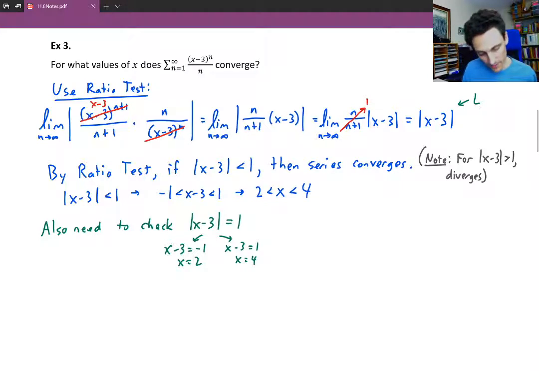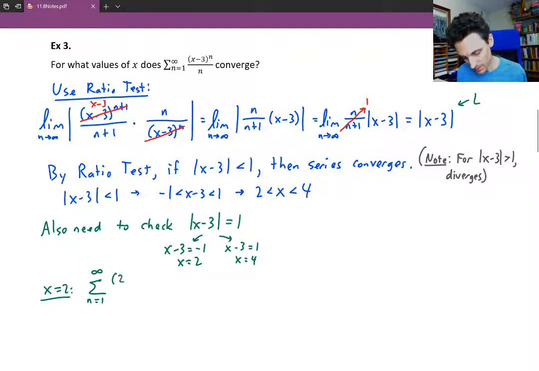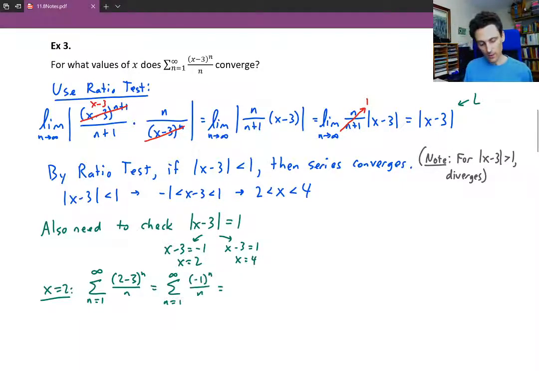We need to check those two boundary cases. Does the series converge when we plug in x equals 2? Does that power series converge? Let's plug it in and find out. Here, when we plug in x value of 2, we get negative 1 to the n over n.